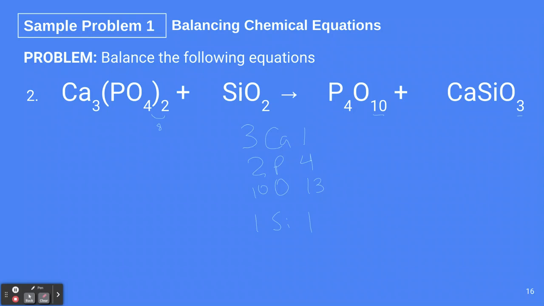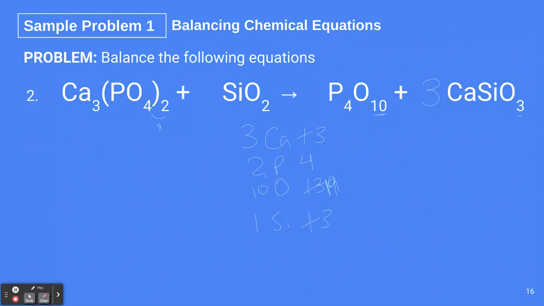So the first thing I notice is my calcium. So let's try to balance out my calcium. By doing that, I'm going to put a 3 here. When I do the 3 there, let's take a look. We get 3 calciums. I now get 3 silicon. And then we got to count our oxygens again. I get 10 from this P4O10 plus another 3 times 3 is 9. So I get a 19 there. So my calciums are balanced now.